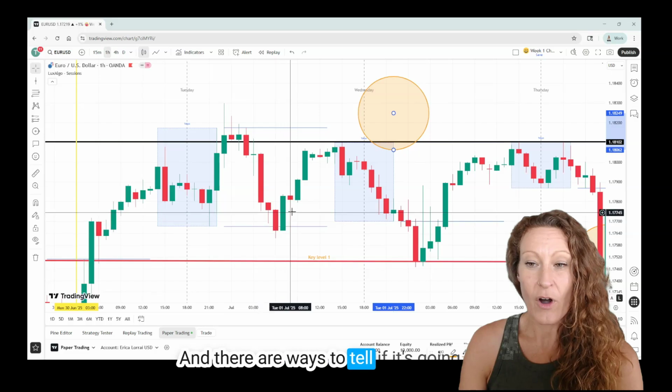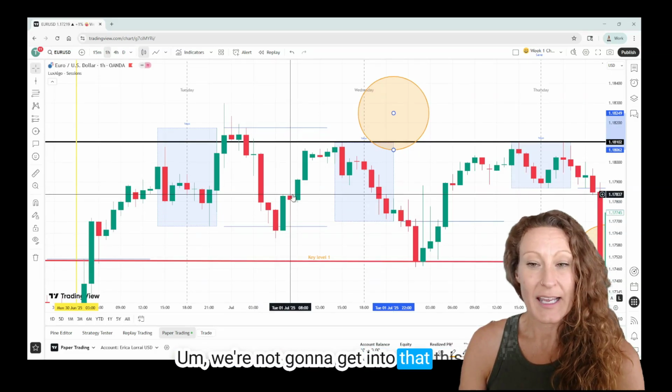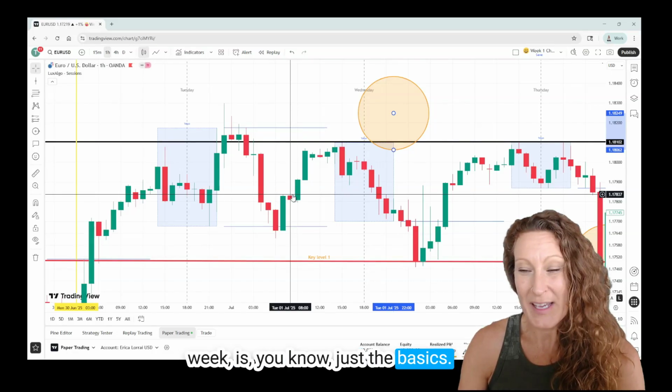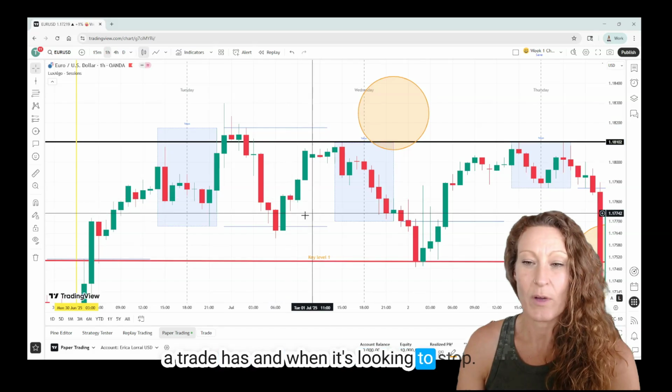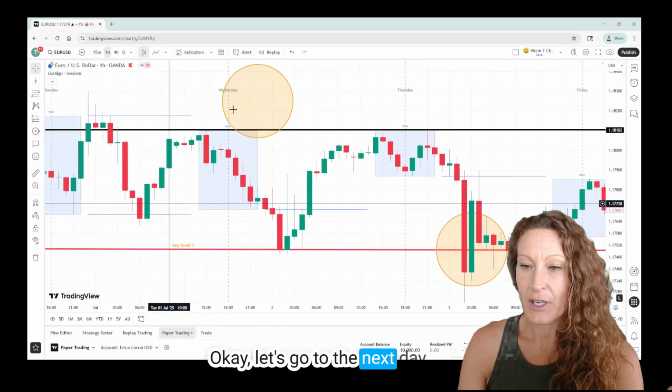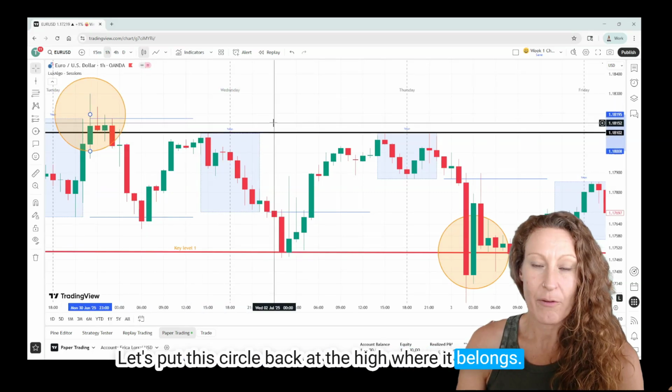And there are ways to tell if it's going to keep going or if it's going to stop. We're not going to get into that. This week is just the basics. But there are ways to tell how much momentum a trade has and when it's looking to stop. Okay, let's go to the next day. Let's put this circle back at the high where it belongs.